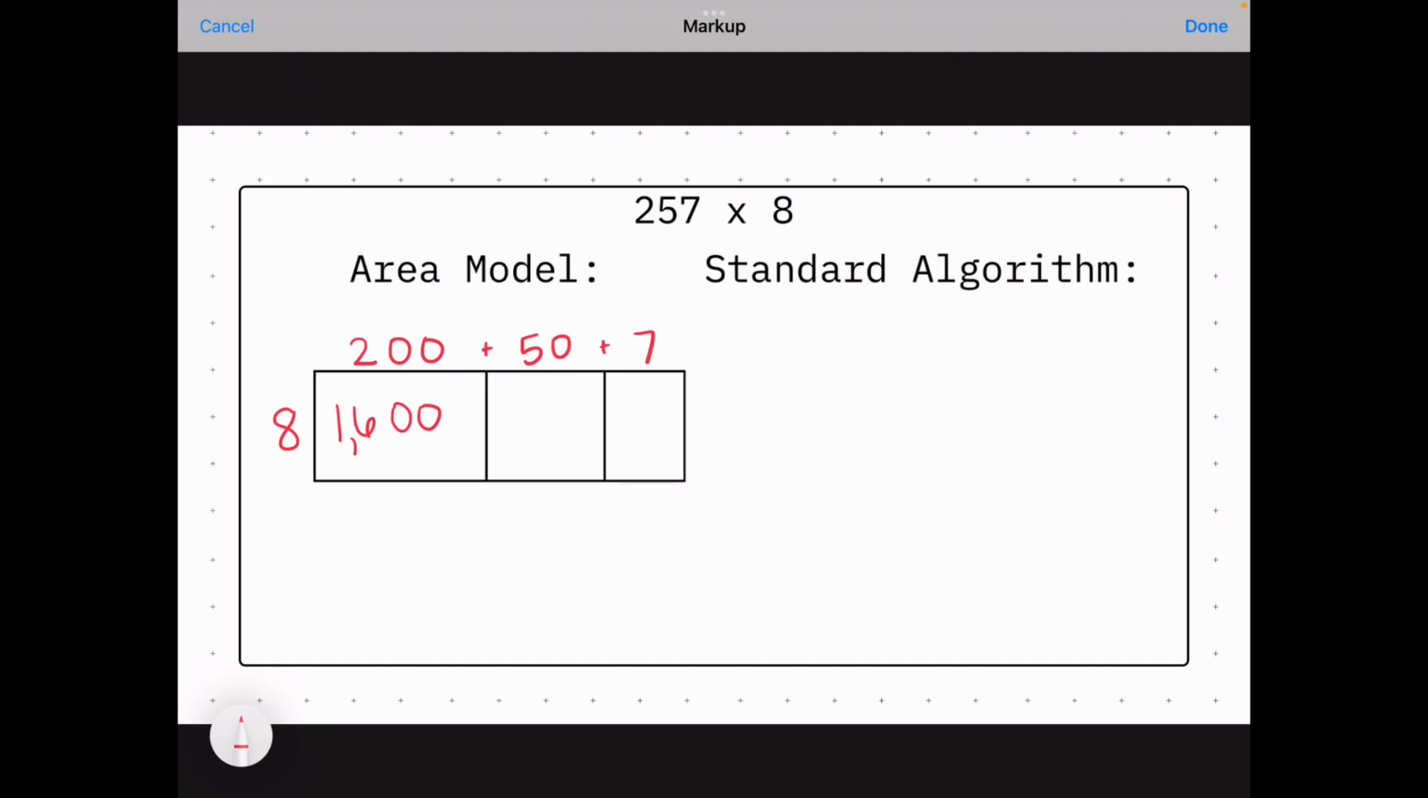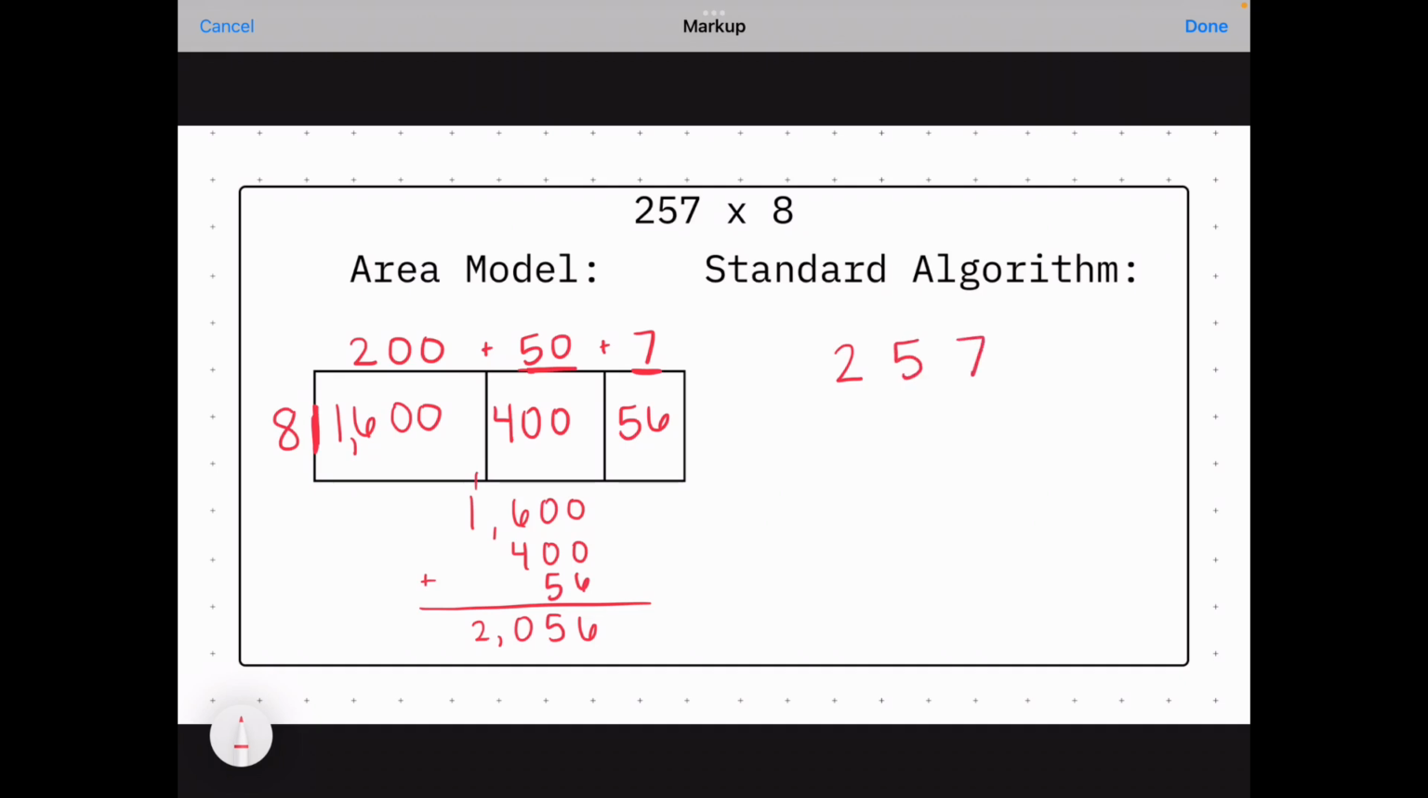For this next box, I'm only going to focus on the 50 times 8, which is 5 times 8 is 40, add on my 0, and then my last box I'm going to focus on 7 and 8, and I get 56. From here, I can add up all 3 of those areas to get a final answer of 2,056. Let's set this up in standard algorithm.